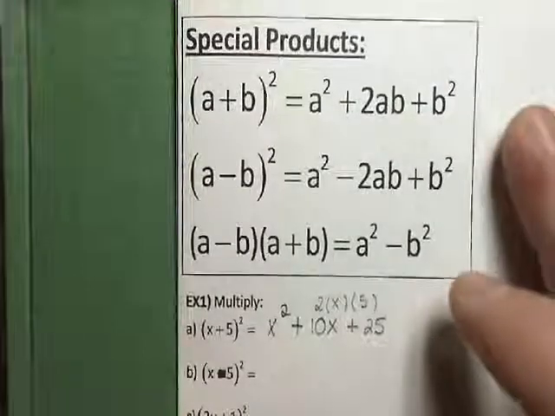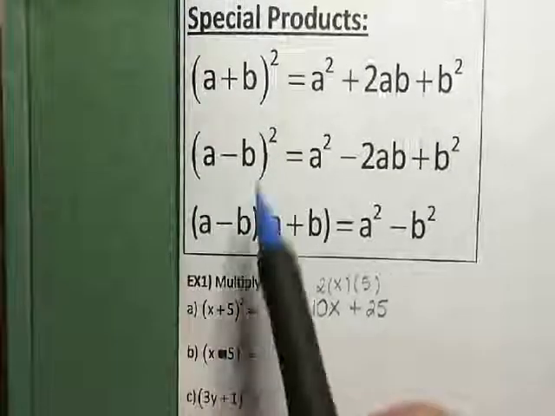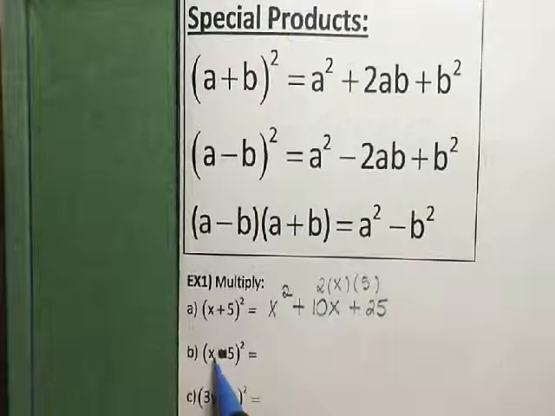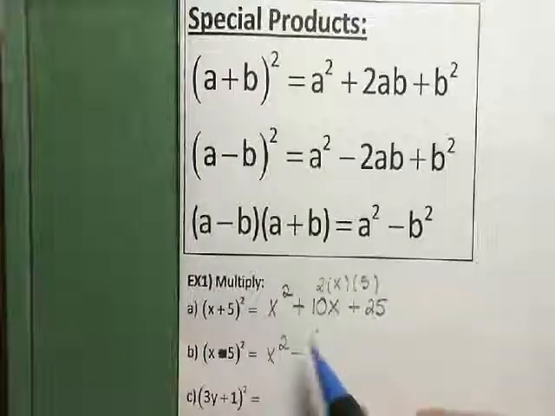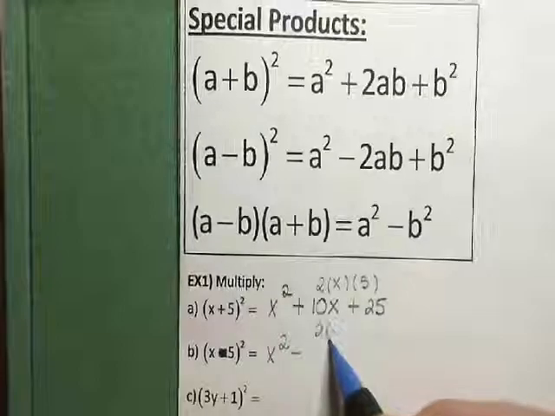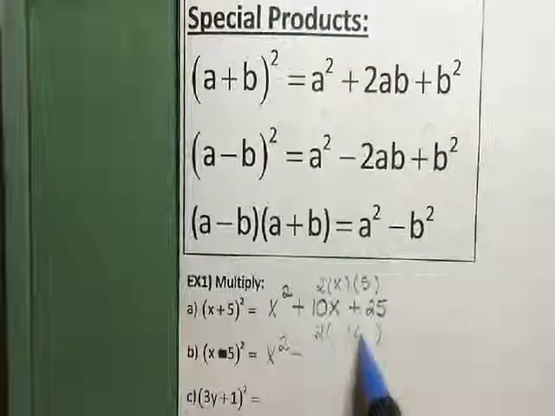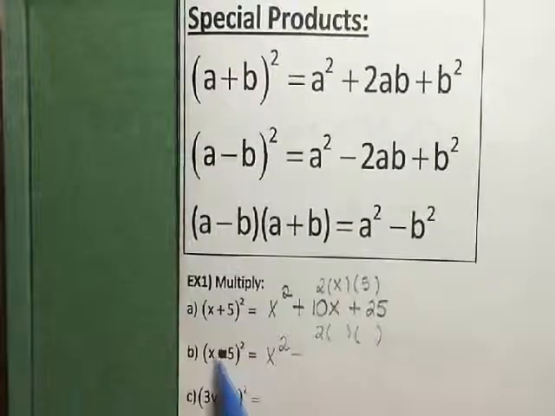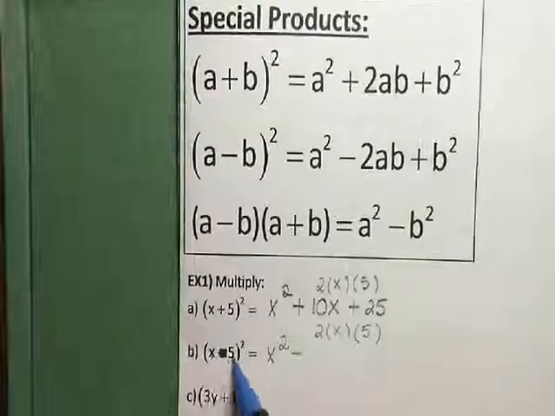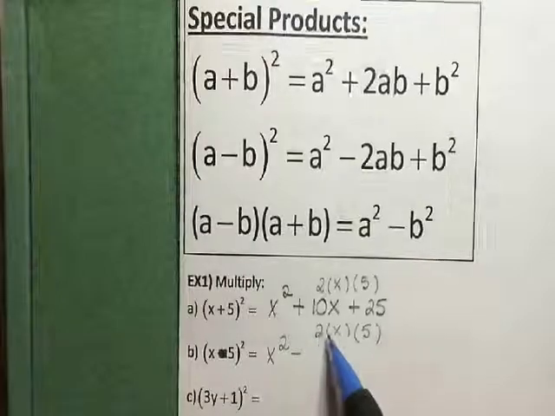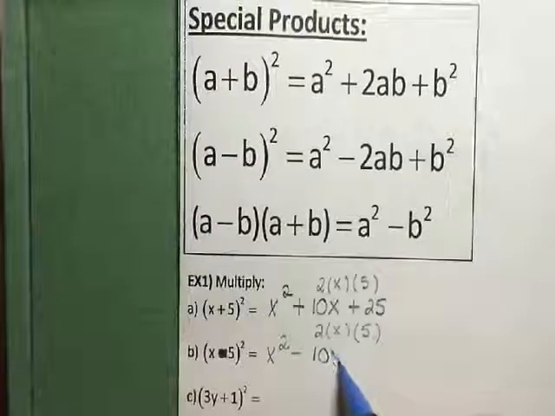Okay, so let's see another example. Letter B, x minus 5. X minus 5 falls into the second category. So we'll do the first term and we square it. Good. Then we'll put a minus. And the formula tells us to multiply 2 times the first times the second. So let me put little numbers there to do my calculations. The first is x. The second is 5. See, first term, second term. Multiply them. 2 times x times 5. 2 times x is 2x times 5 is 10x.